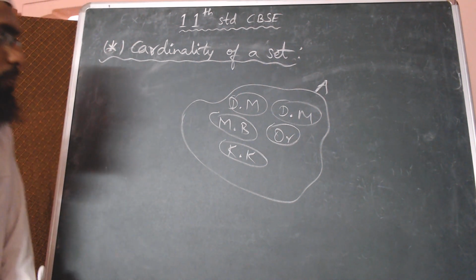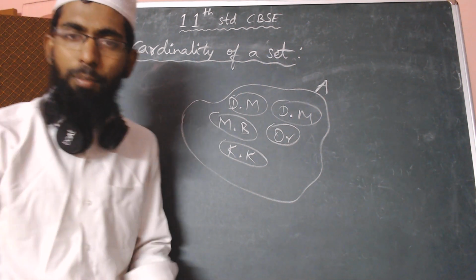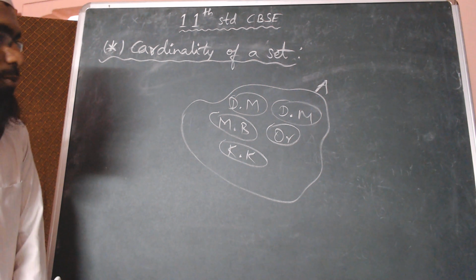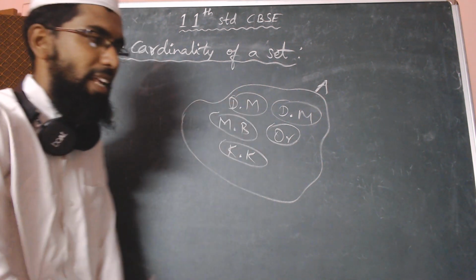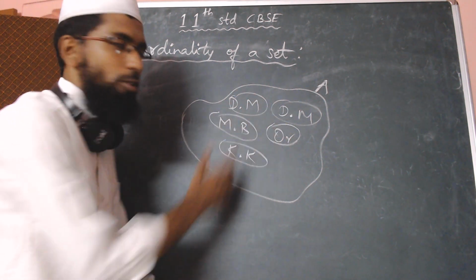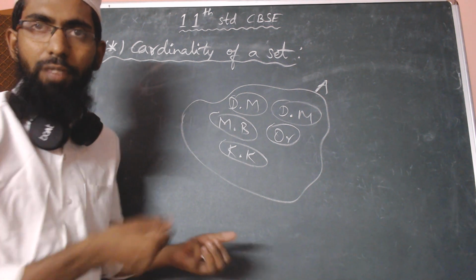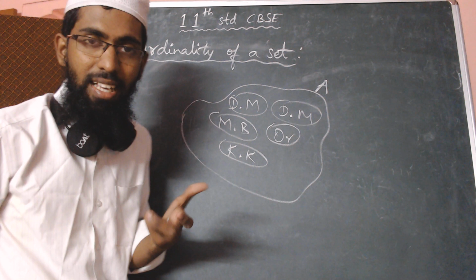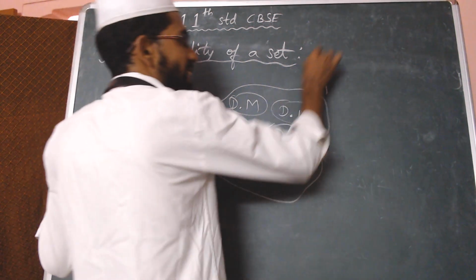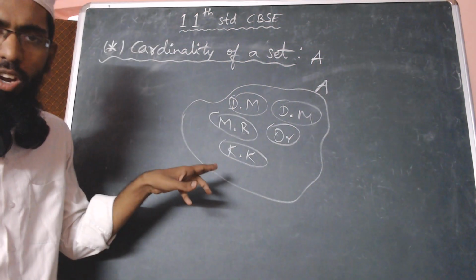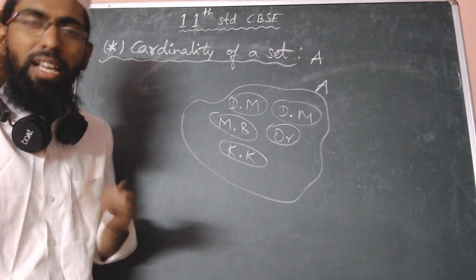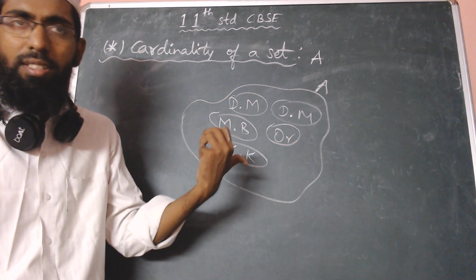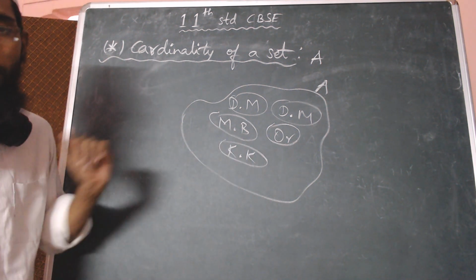Now, if you ask some of your friends how many elements are there in this collection, they'll tell you 1, 2, 3, 4, 5. So if we count like that, you will get 5 only. But according to the concepts of sets, first of all, is this collection a set or not? Yes, this collection is a set because we can clearly tell which element belongs to this collection and which element does not belong to this collection.